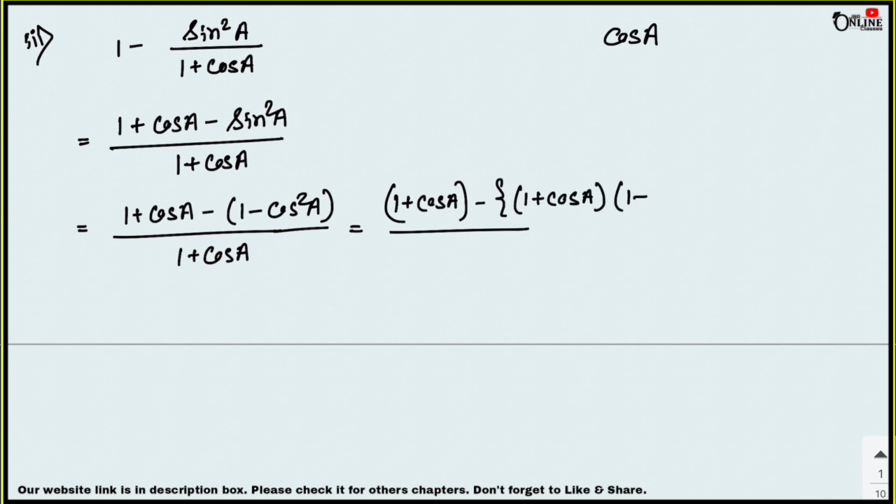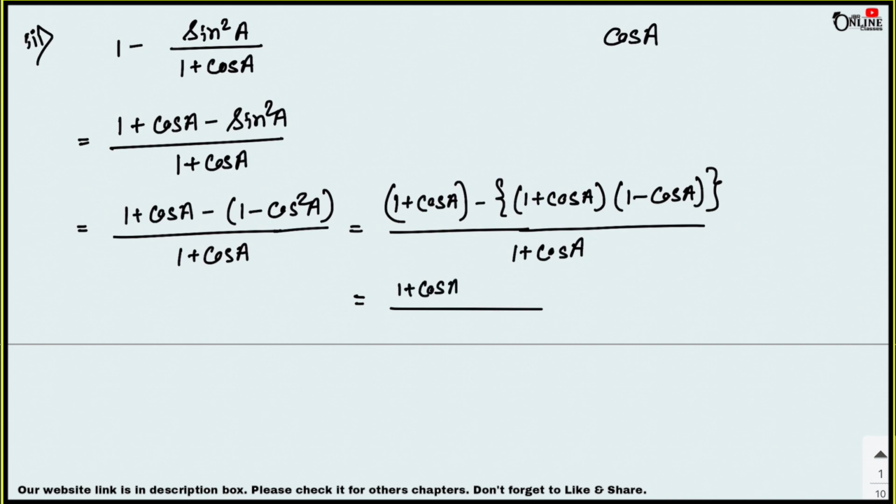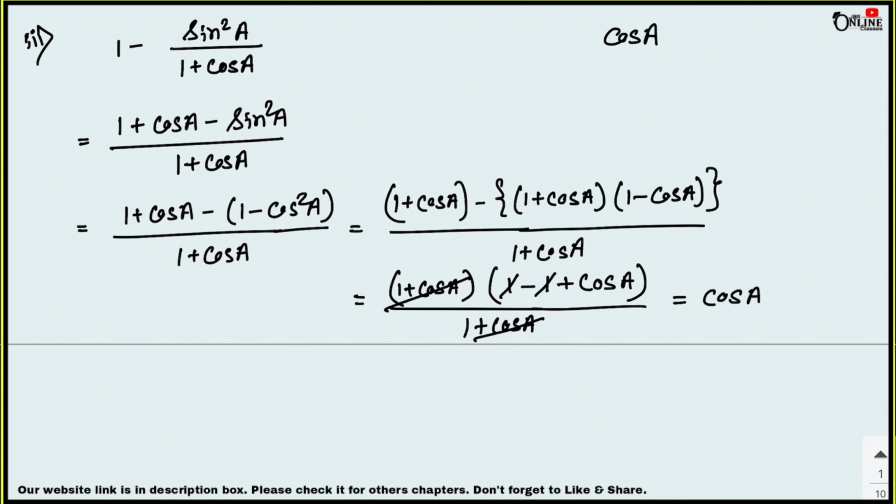So A plus B, then A minus B, that means 1 plus cos A into 1 minus cos A. So 1 plus cos A is common in the numerator. So 1 plus cos A common. So 1 minus, then again 1, then cos A, because minus minus is plus. Okay, 1 minus 1 minus cos A. So that's why 1 minus 1 plus cos A. And denominator you have 1 plus cos A. It will be cancel out. Here 1 1 cancel out. So final answer cos A.